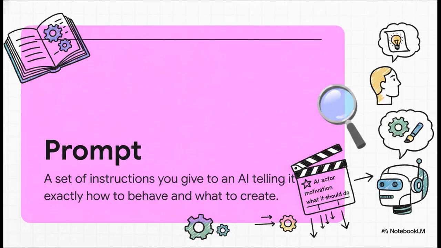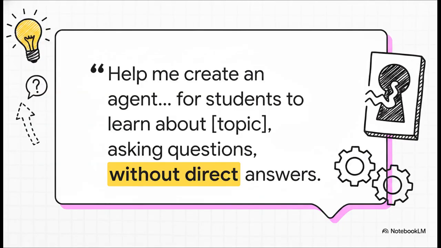You're telling a big AI, like ChatGPT or Gemini, exactly what character to play and what to do. And just look at how simple a really powerful prompt can be. This example right here is basically a request to an AI to help you build your agent. You state the topic, you state the method, asking questions, and you give it a key rule: no direct answers. That's it. It's a complete blueprint in one sentence.